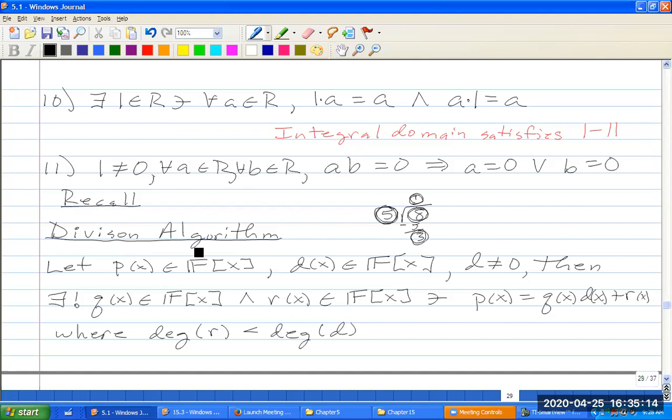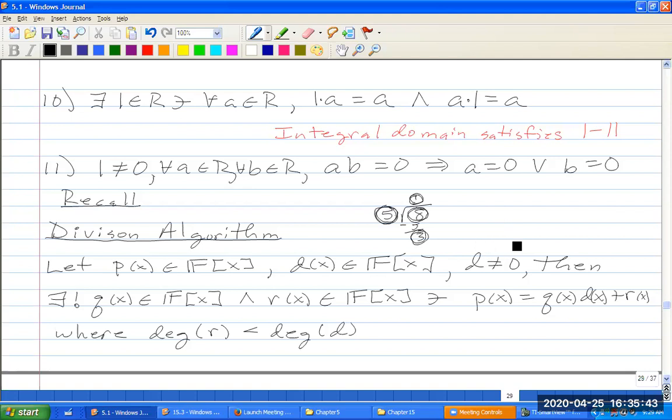So let P be a polynomial with coefficients in some field with some indeterminate x. Let D of x be in the same polynomial field. So be a polynomial with coefficients in the field F.